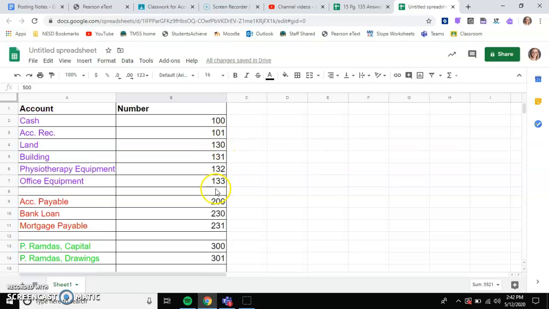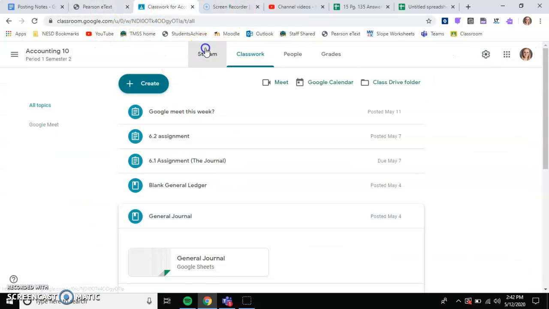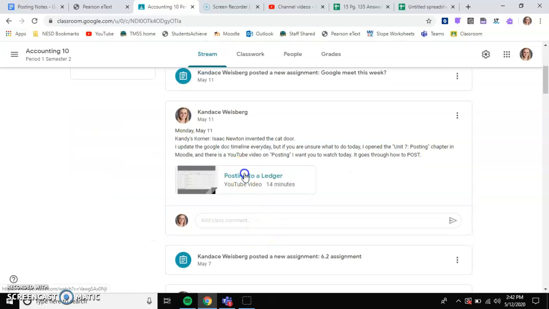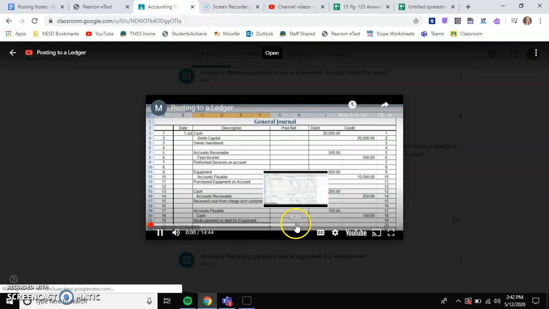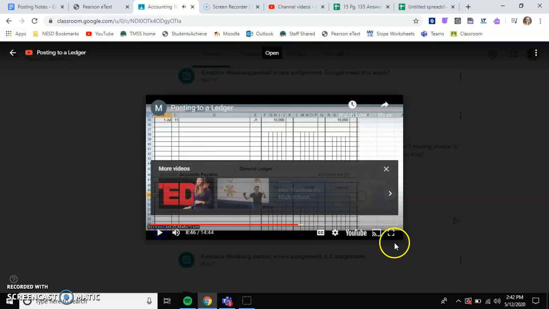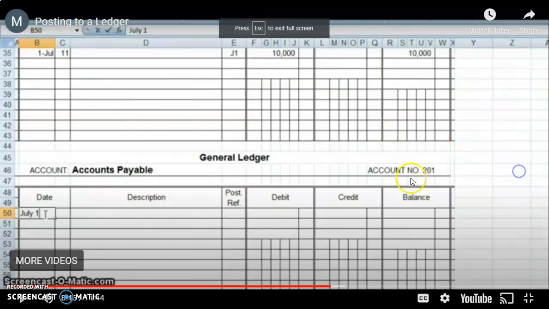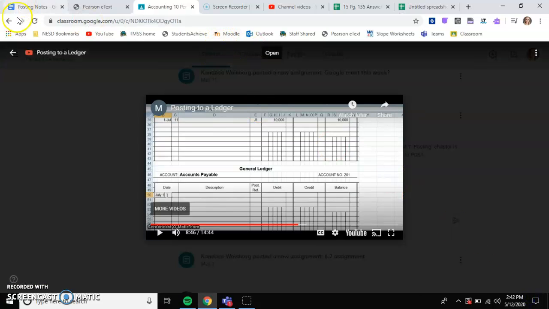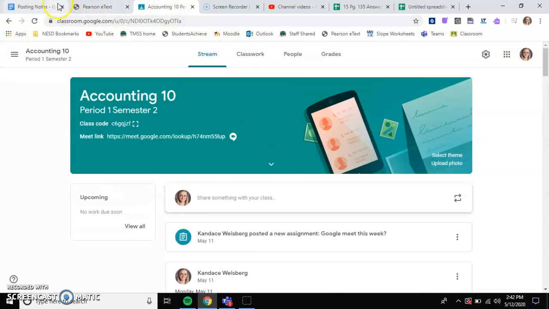And where are those numbers going? In your general ledger. So in your, I'll pull up her video again. In your ledger, right here, that's where you're going to put your account number, right there. So you're going to have a ledger in Google Sheets where you say what all of those numbers are, and you get to decide according to that chart. All right, next.